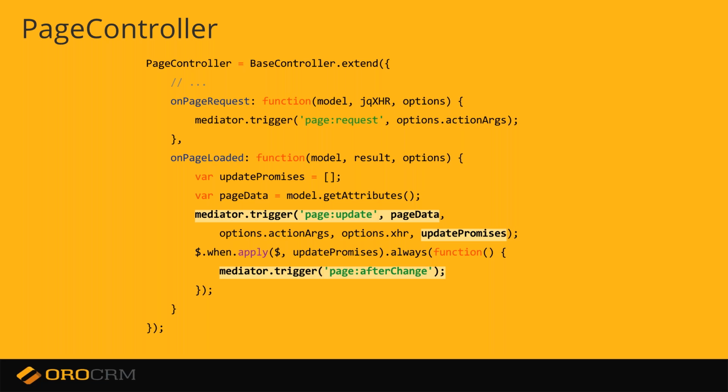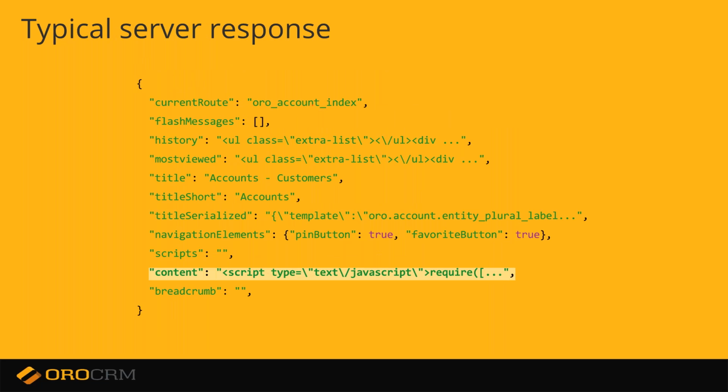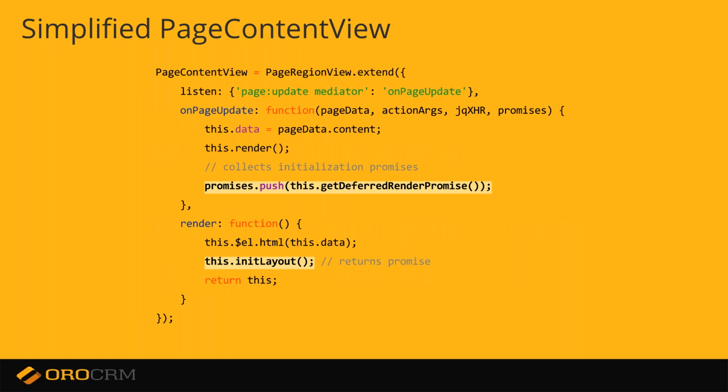Some of them might be rejected. And now the application UI is ready to use. In this example, you see that server response on the page request from controller. The most interesting bit here is component content property. It contains HTML for content area of page.